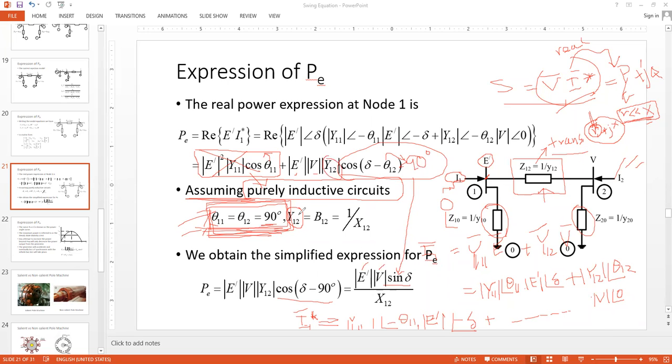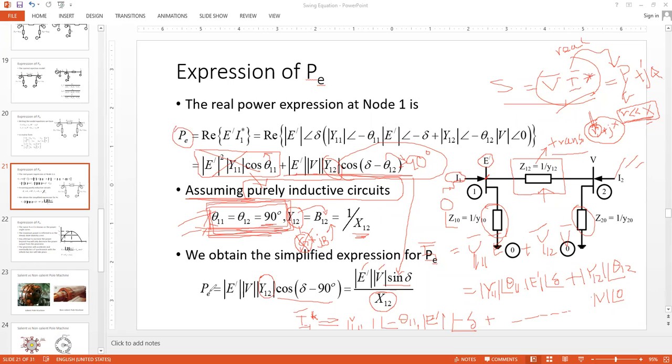Y12 magnitude. Y12 is simply now the imaginary part. Remember, Y is G plus JB in general, but we are not considering any real part of the impedances. So G, the conductance part, goes to 0. B is left. So B is simply 1 upon X12. So this is what we have done here. So Y12, this is the part of the expression for PE which is left over.